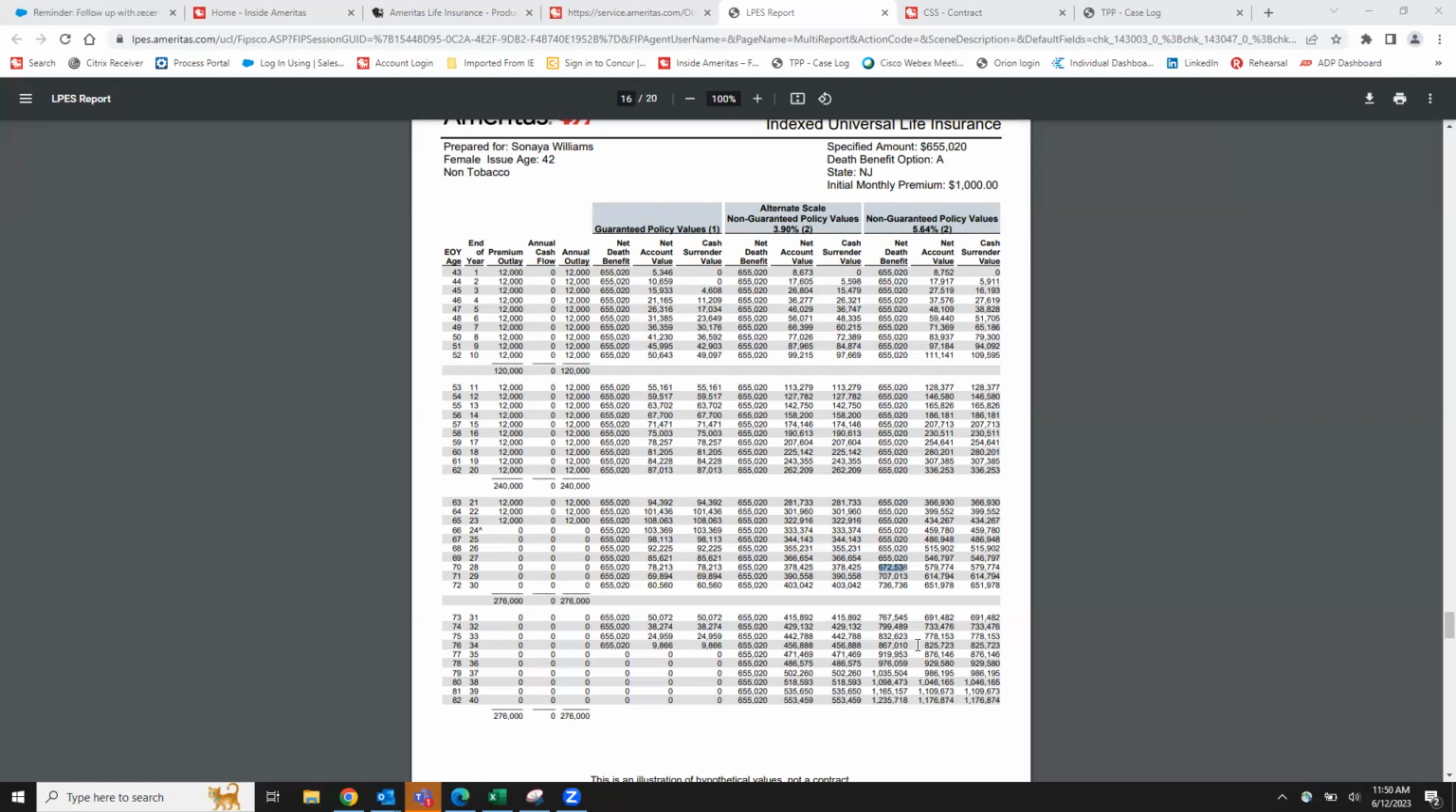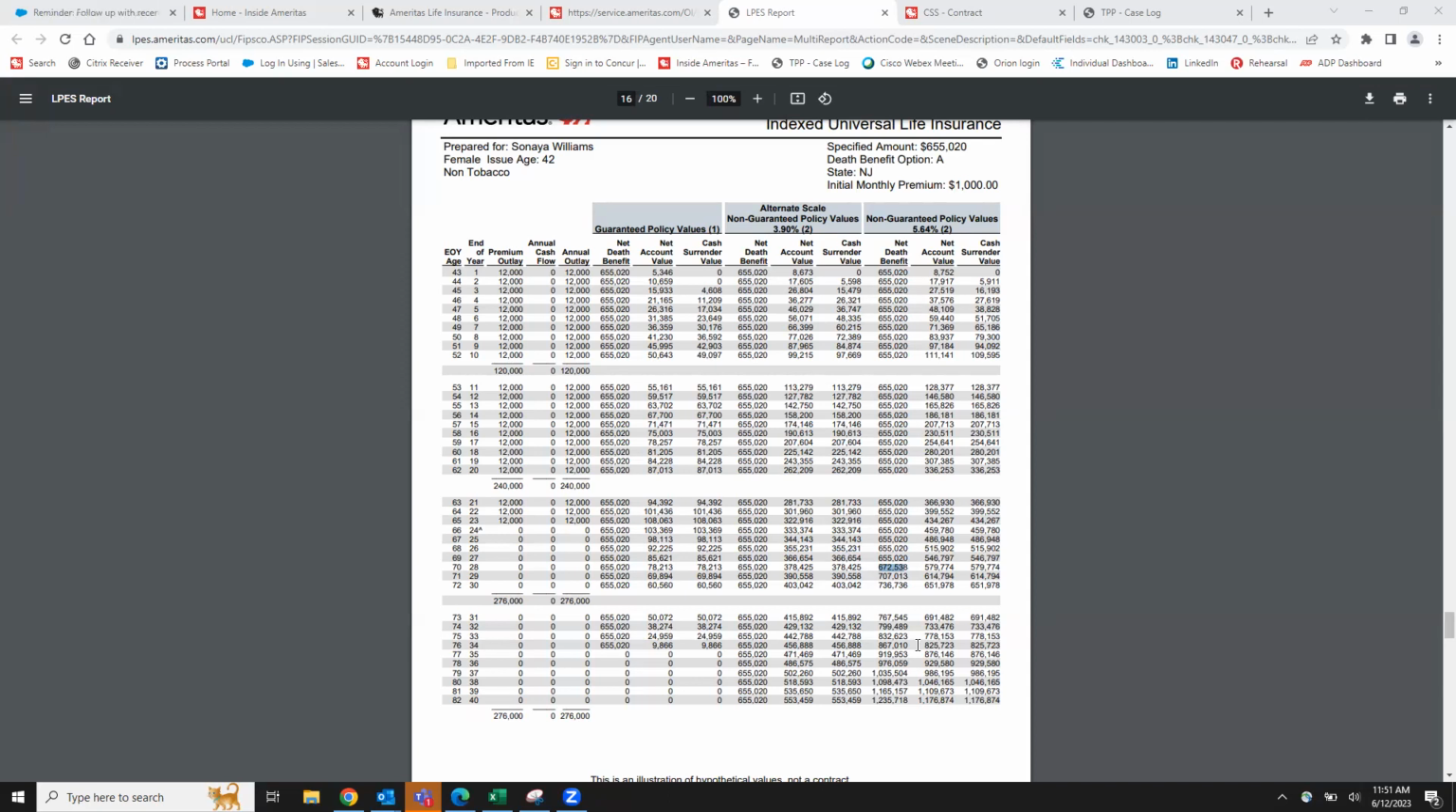This contract has 10 years of surrender charges. What that means is if she changed her mind and did a complete surrender and walked away from the contract, her cash surrender value is going to be less than her account value for the first 10 years. That's because of surrender charges. Starting in year 11, you'll notice that they're the same number. The cash value equals the account value.